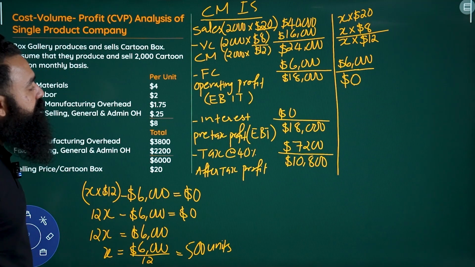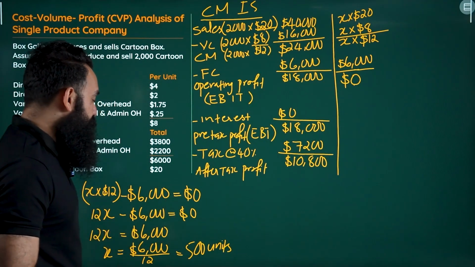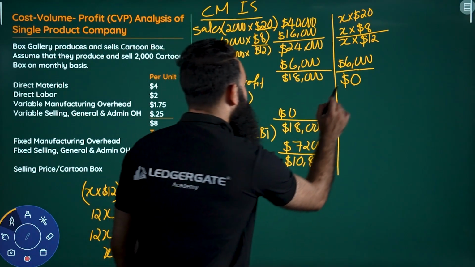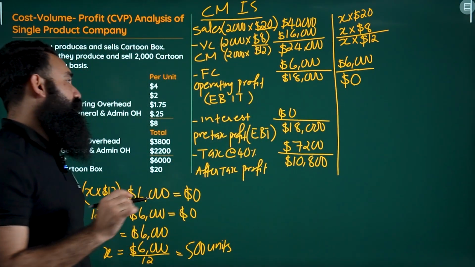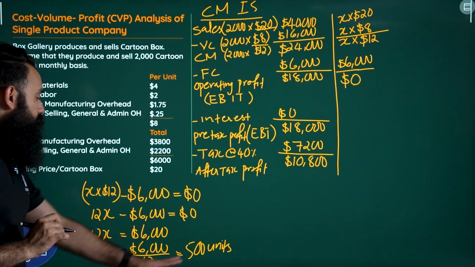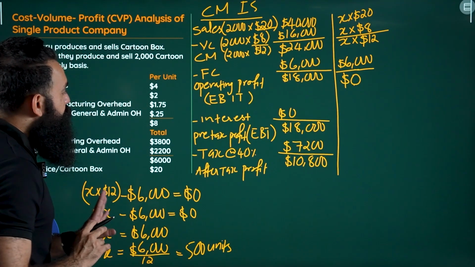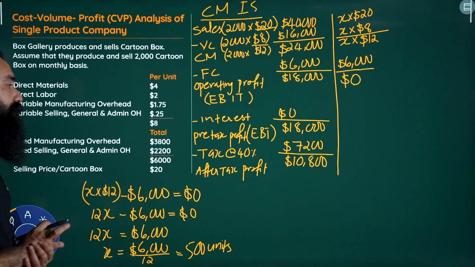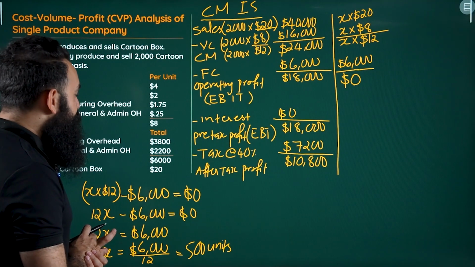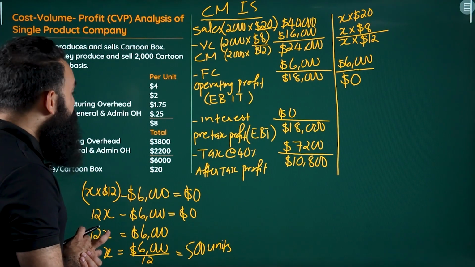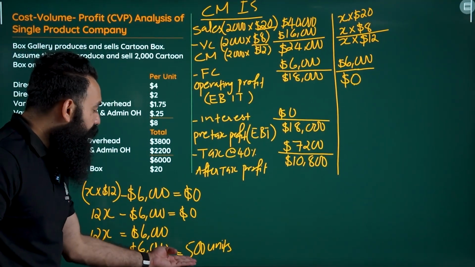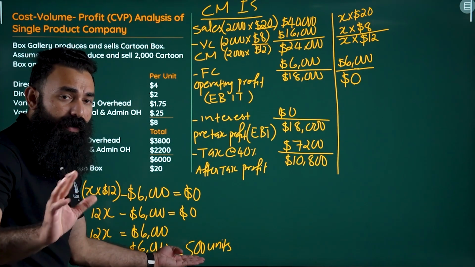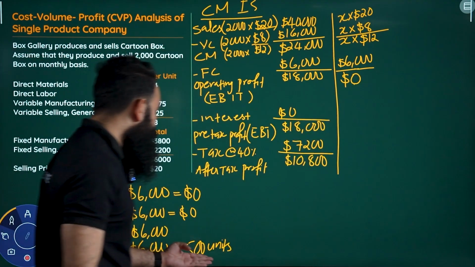This 500 means if you are producing and selling 500 units, our profit, that means pre-tax profit or operating profit, both are the same, okay? So our profit will be 0, right? And what about the units? How to calculate our units, our sales value? We already have the break-even sales units. What does it mean? At this sales units, our profit will be 0. So this is our answer.